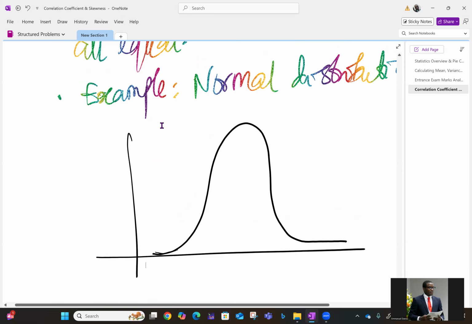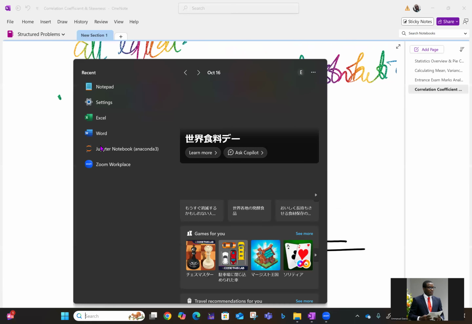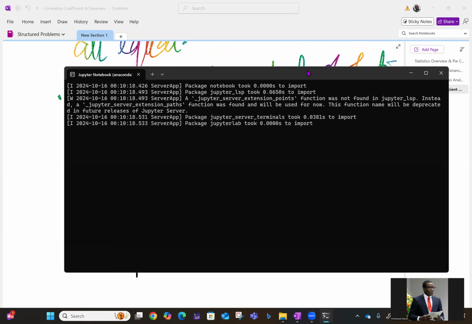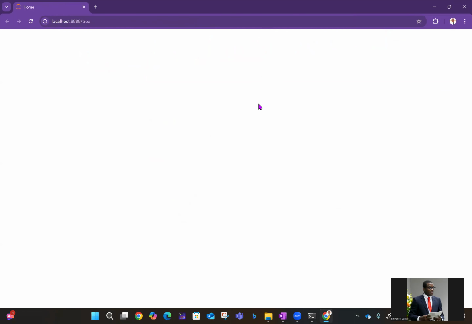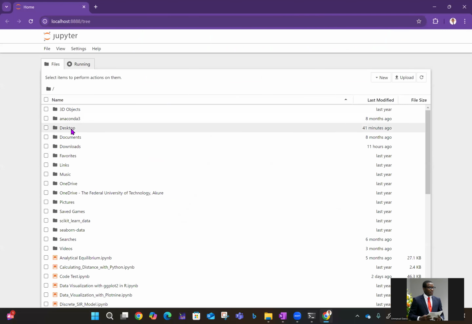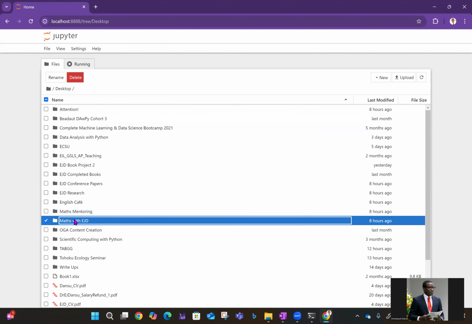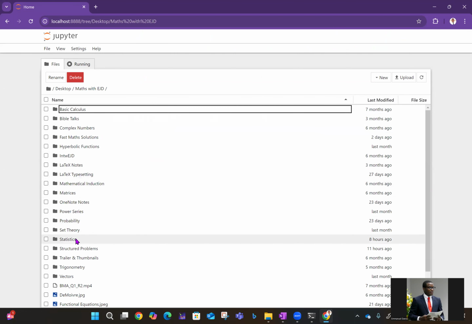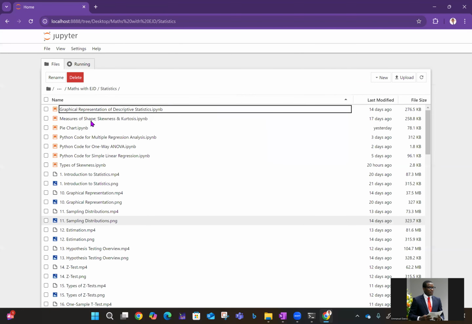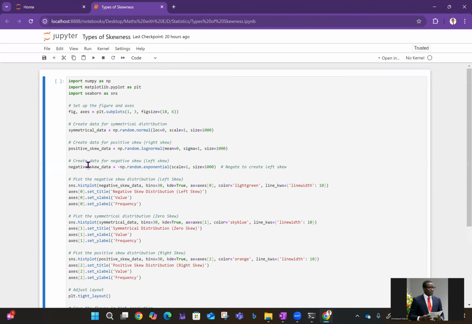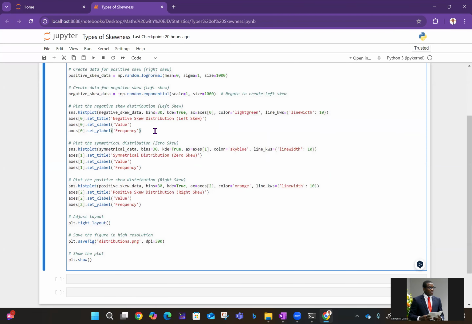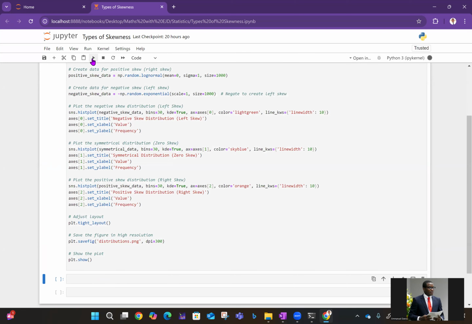Let's go for that. Let me just start a Python program. So I navigate to the desktop where I have maths with EJD, and then I go to statistics. I've even demonstrated that before, measures of shape, but what I'm talking about now is types of skewness, just to show that briefly. The code may not be that important here. I just want to show the pictures.